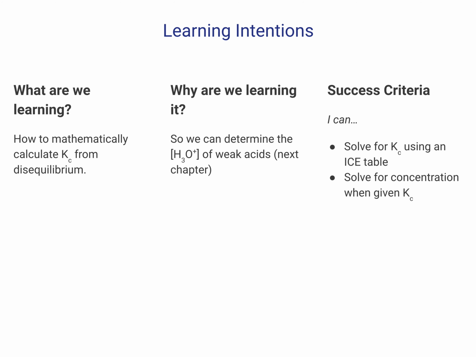Today we're learning how to mathematically calculate Kc from a disequilibrium situation. We're learning this so that next chapter we'll be able to determine the hydronium ion concentration of weak acids. Our success criteria today are being able to solve for Kc using an ice table and solve for concentration when we're given Kc.